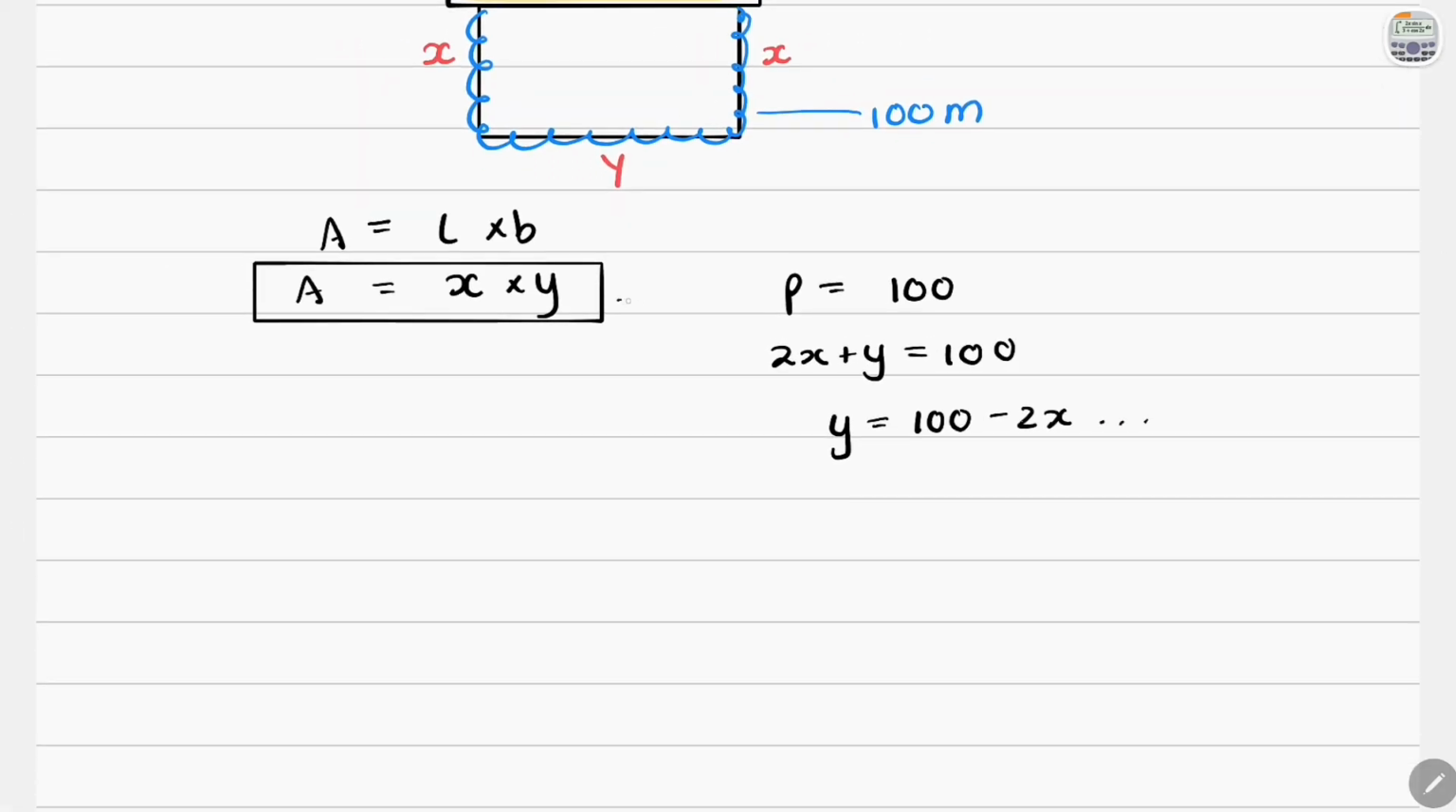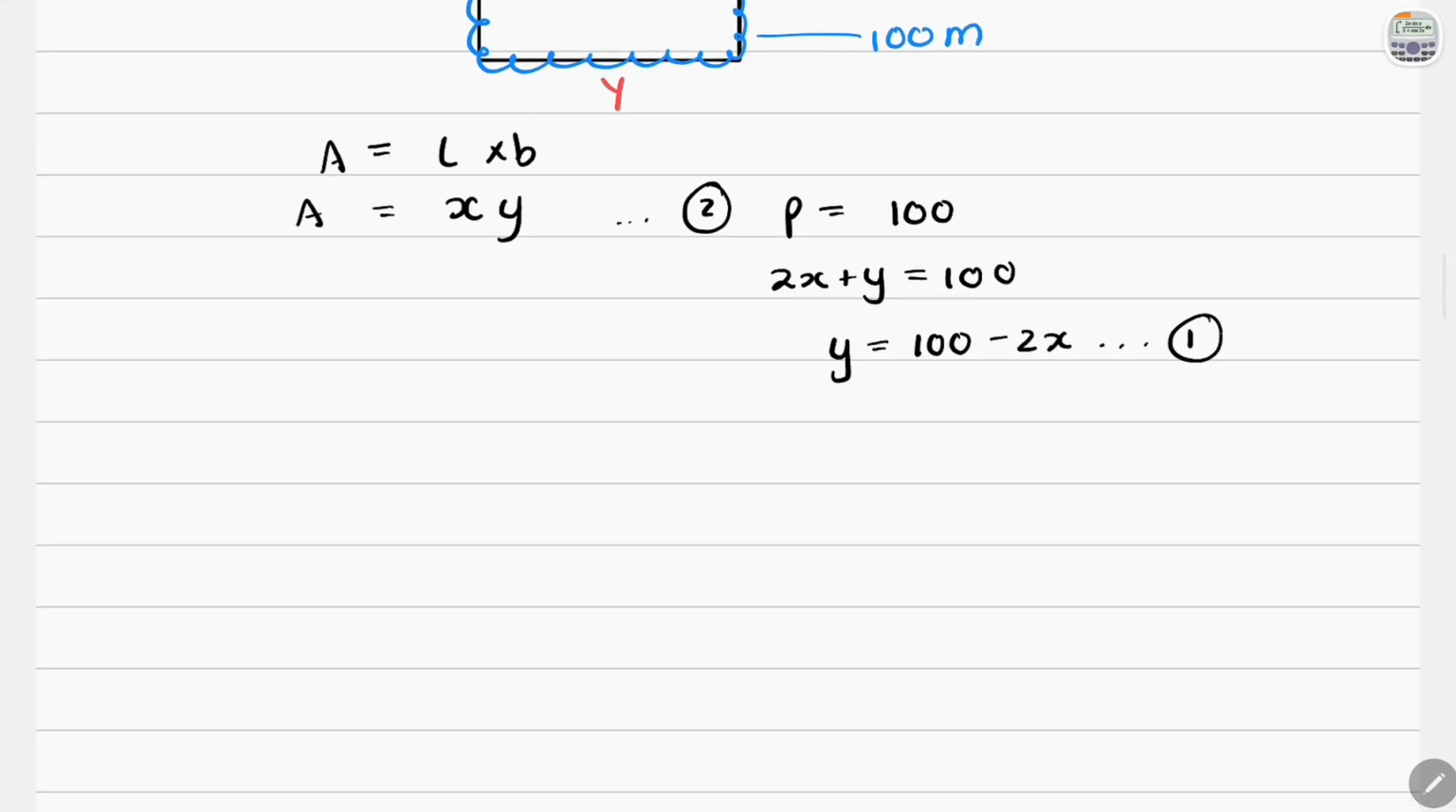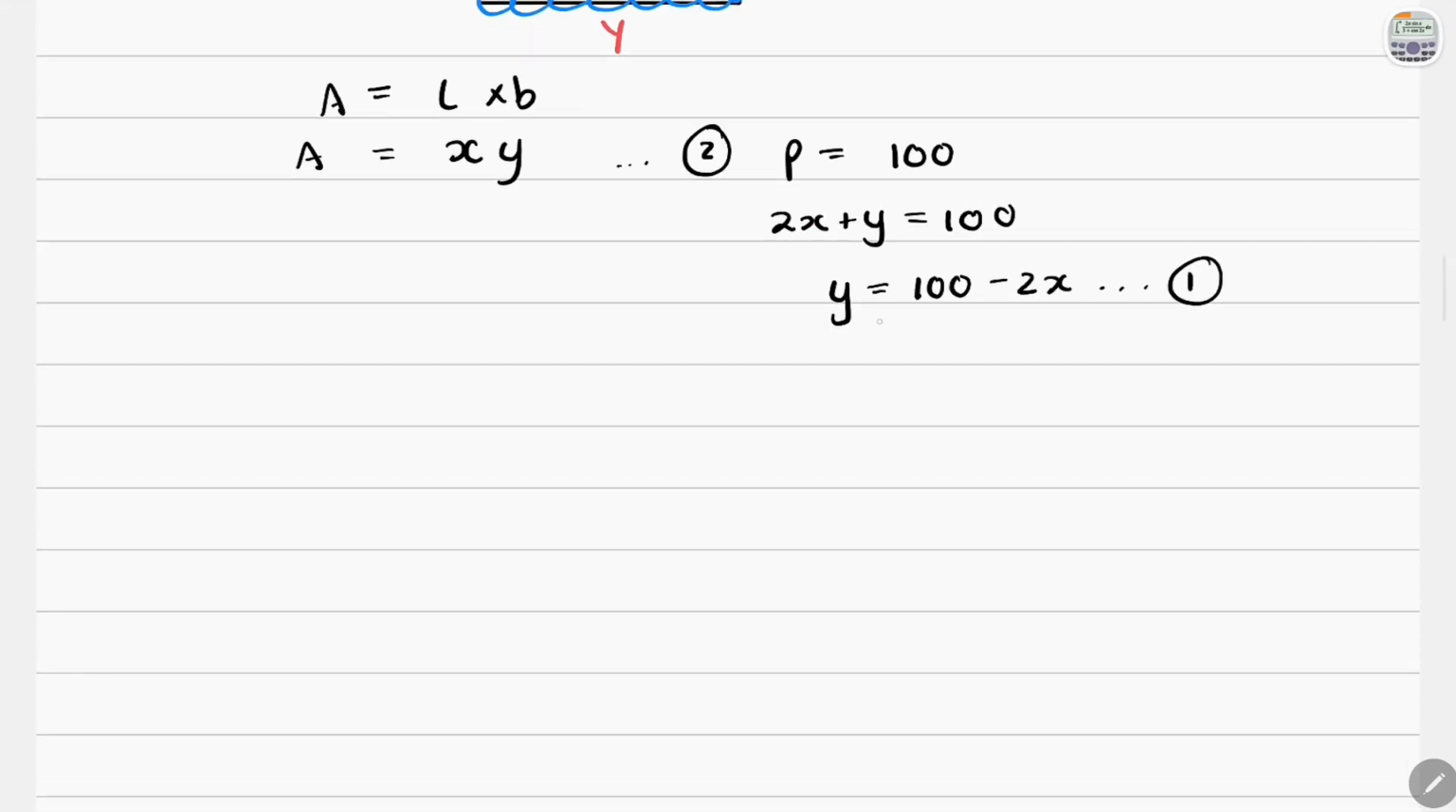You see, it's like a simultaneous equation. This is like equation number 2, okay? Because this is like xy. And then this is equation number 1. So take equation number 1 and substitute it into equation number 2. So wherever you see y, replace it with 100 minus 2x.